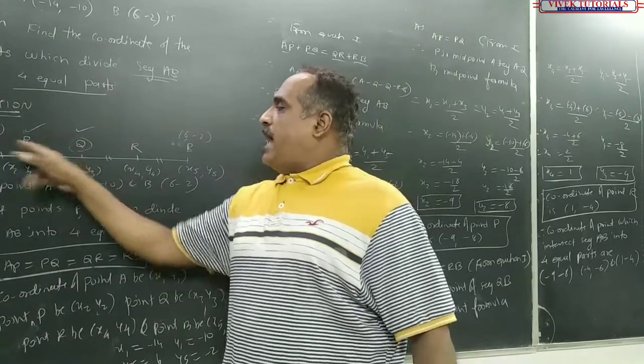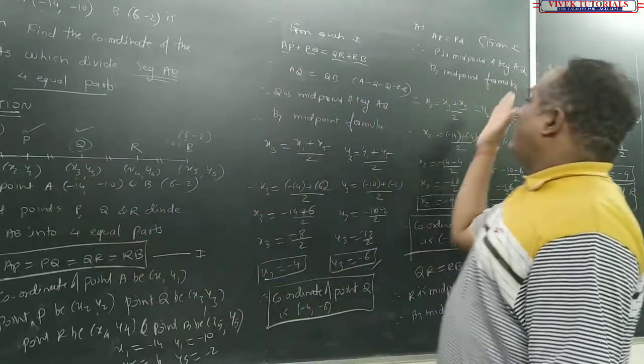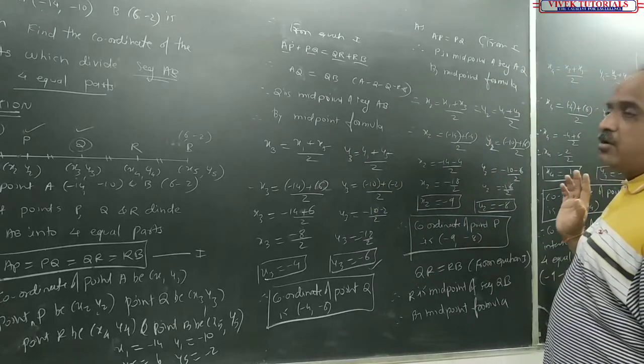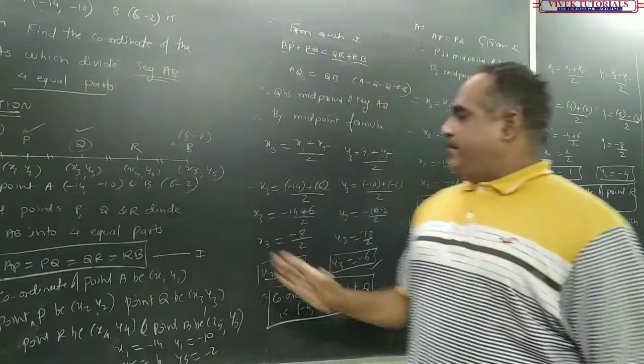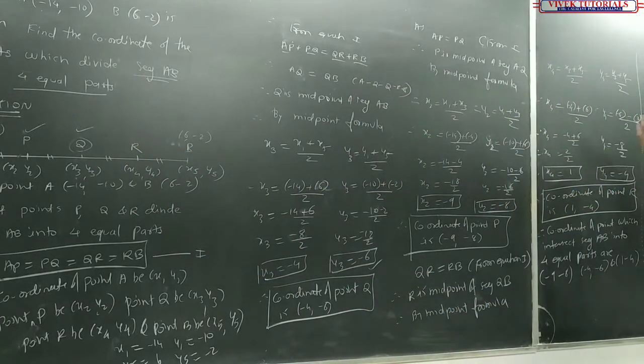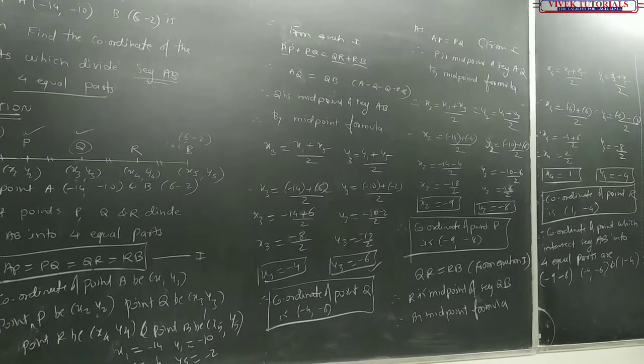So P is the midpoint. As AP is equal to PQ, P is the midpoint. I got the coordinate of P. Then I have shown that QR is equal to RB, which means R is the midpoint of QB. I got the value of R, so 1 comma minus 4. So by that way, minus 9 minus 8, minus 4 minus 6, and 1 comma minus 4 are the coordinates of points which divide the segment AB into 4 equal parts. Now please, students, pause the video and copy it down properly.